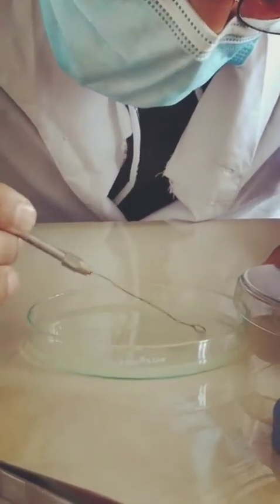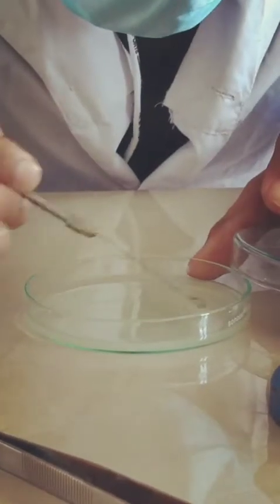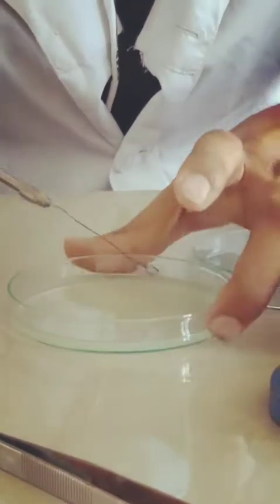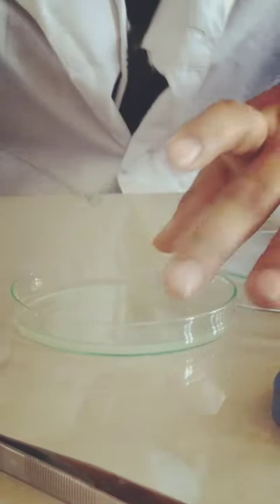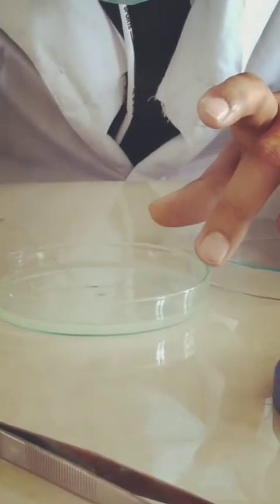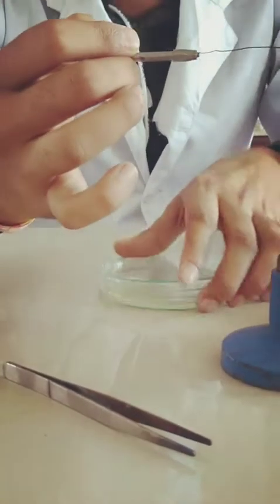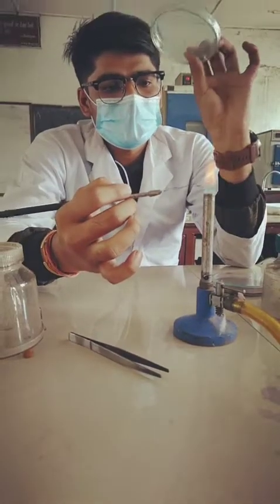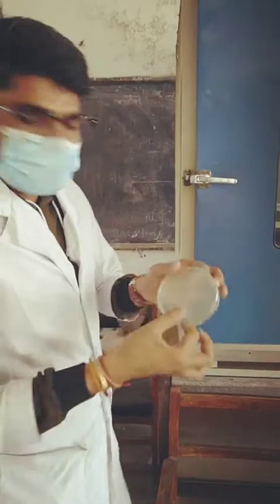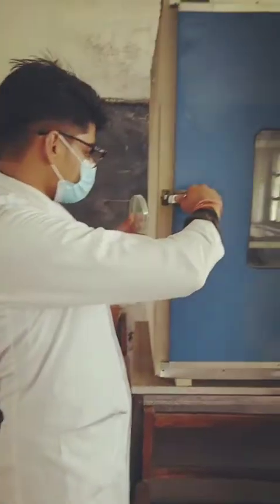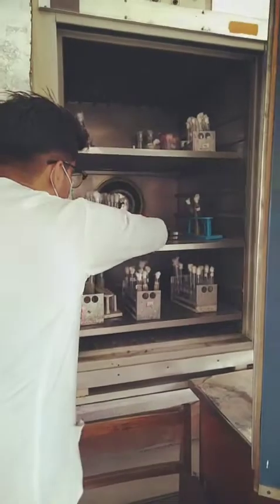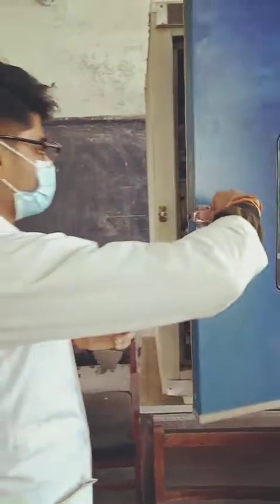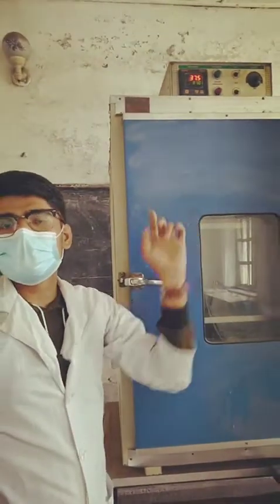Okay, turn it at right angles again. Okay guys, so we have streaked the colonies for the subculturing here. Now we will incubate it at 37 degrees Celsius for 24 hours and next see the result. So again we are going to incubate it in our incubator. Okay, let's incubate it. The temperature here is 37 degrees Celsius and we will wait for 24 hours. So now after 24 hours we will see our results.